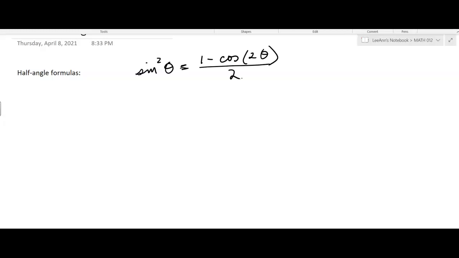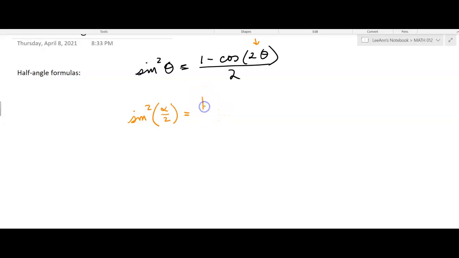But let's say you don't want this to be a 2 theta. You want it to just be an angle, because maybe you know something about the angle and you want to work with that. So what we're going to do is create a new situation. We're going to say sine squared, but I'm not going to have theta. I'm going to use alpha over 2.